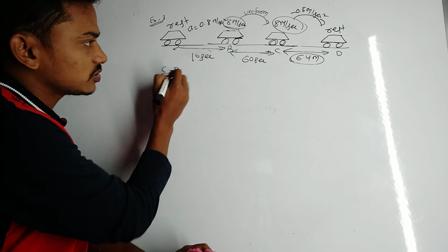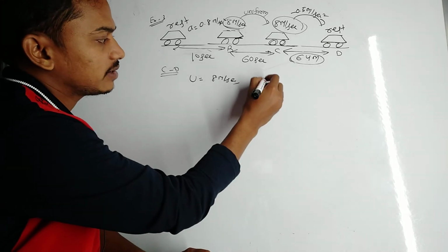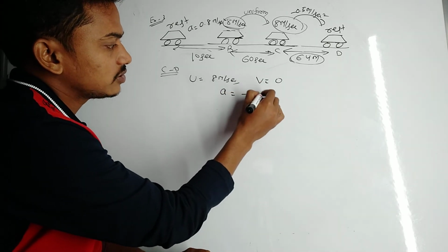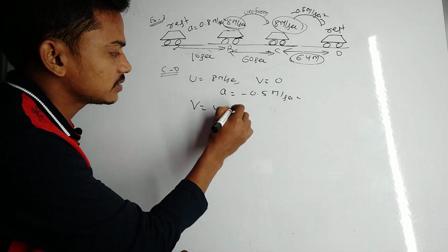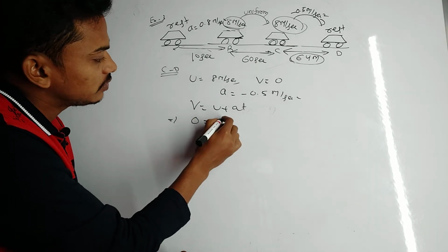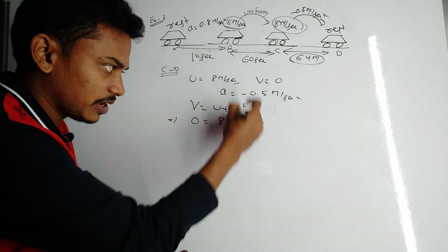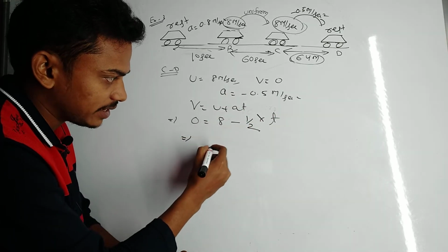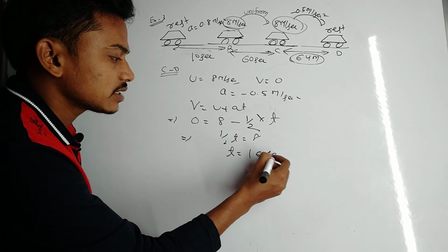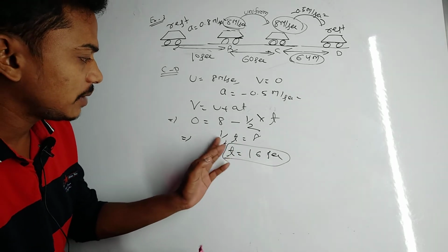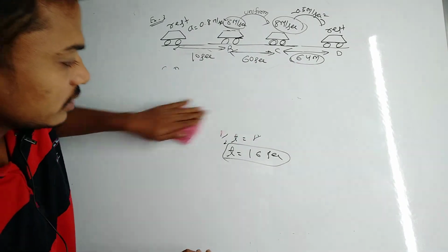Consider the motion from C to D. Initial velocity is 8 meter per second and final velocity is 0, and the retardation is minus 0.5 meter per second square. Use the relation v equals u plus at. So v is 0, u is 8, retardation is minus 0.5, into t. That implies half t equals 8, so t is 16 seconds. So the time from C to D is 16 seconds.